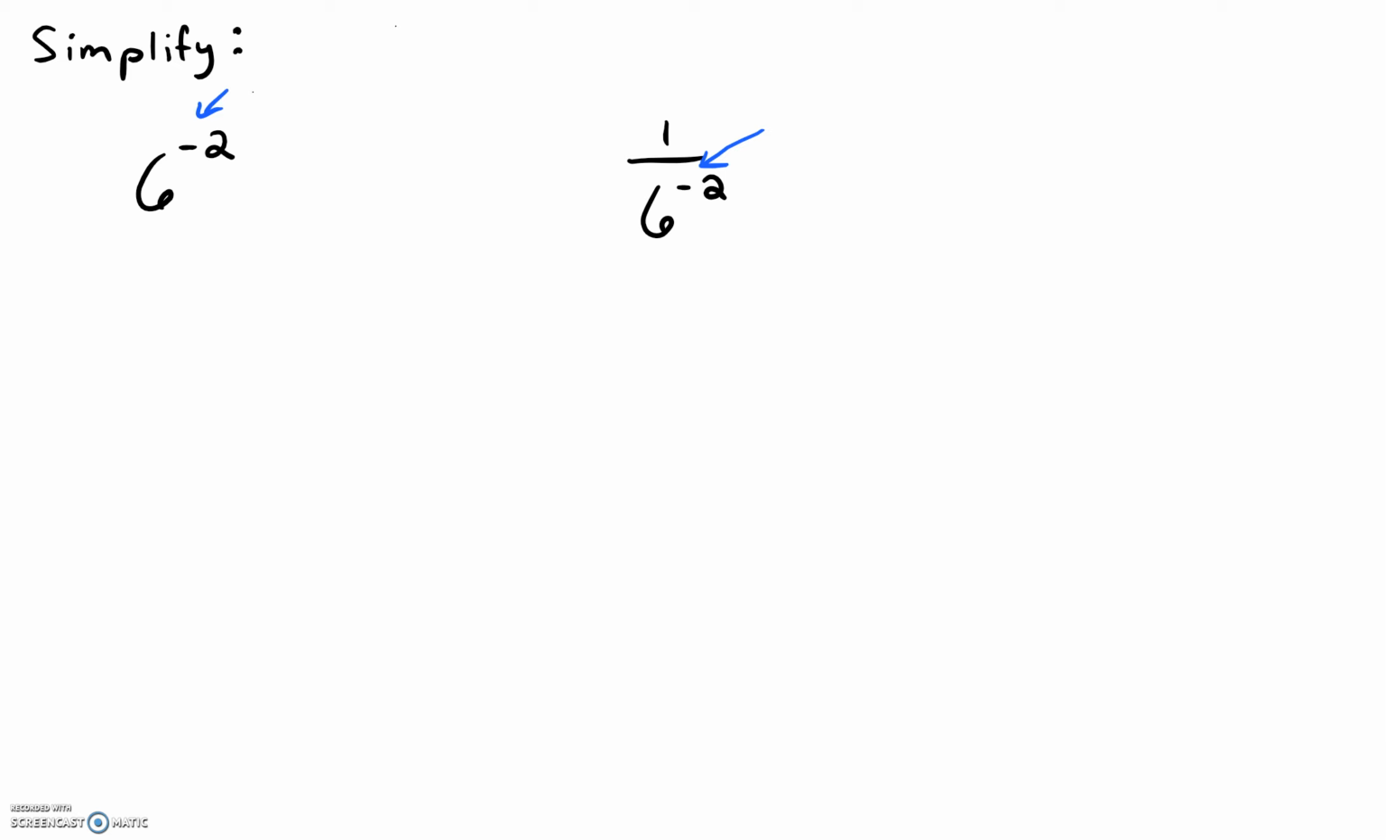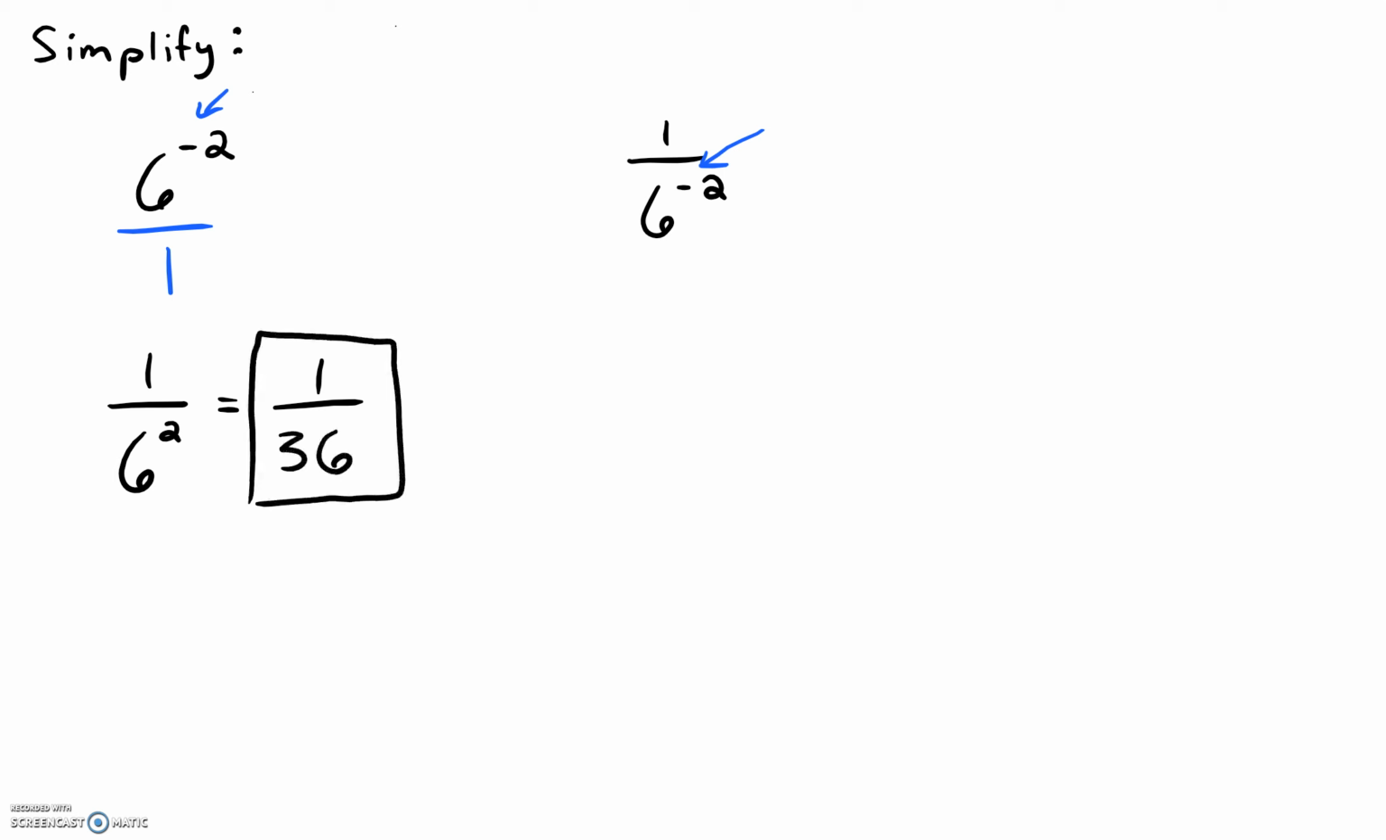So 6 to the negative second power is really the same thing as 6 to the negative 2 over 1. And so what that allows us to do, if you think of this as a fraction, is move the 6 to the negative 2 to the denominator, and the negative now becomes a positive. And so now we can simplify. 1 over 6 squared is the same thing as 1 over 36. And that's our final answer for the first problem.